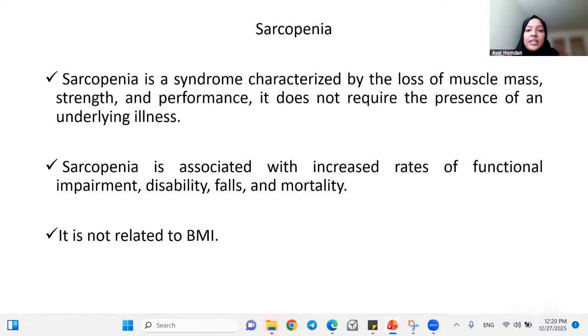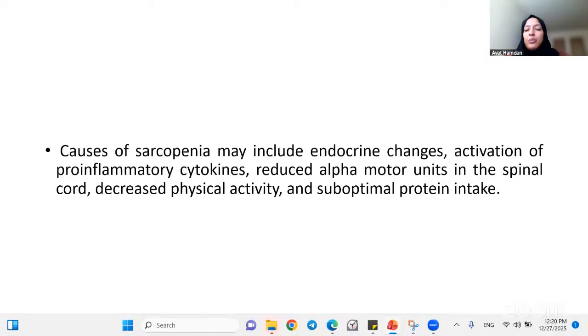It is mainly related to endocrine changes, activation of pro-inflammatory cytokines, reduced alpha motor neuron units in the spinal cord, decreased physical activity, and, to add on, suboptimal protein intake. So it is mainly physiological things in addition to the patient not eating enough or not consuming enough protein.